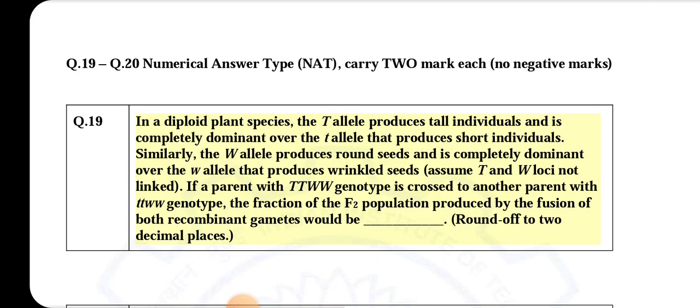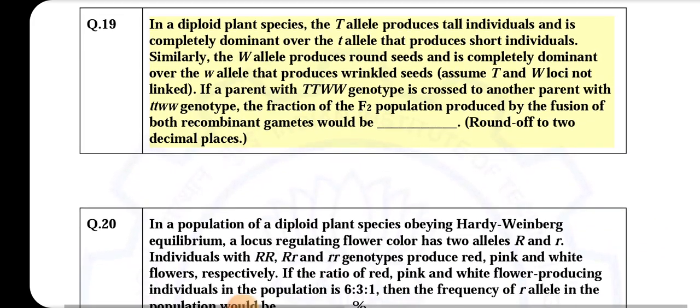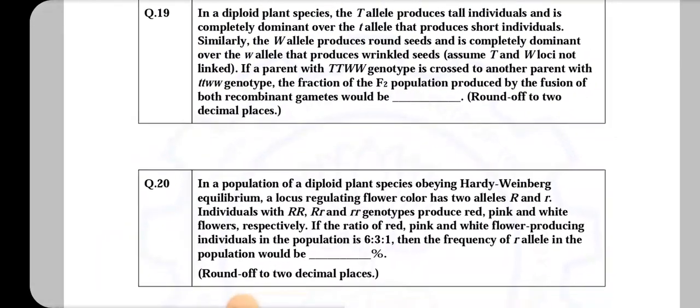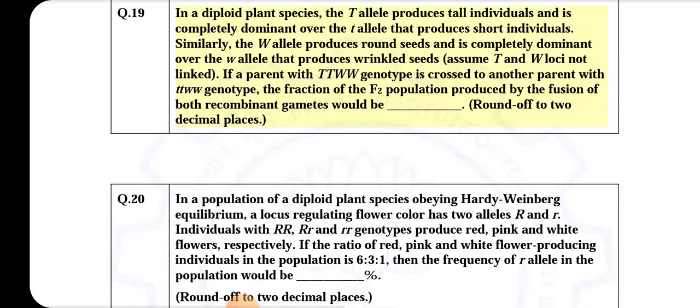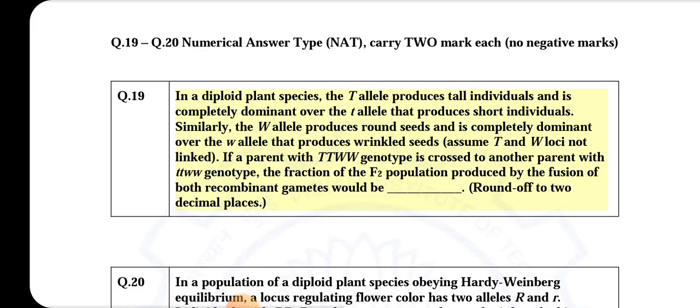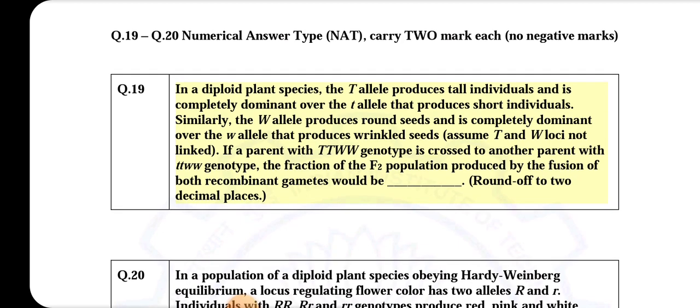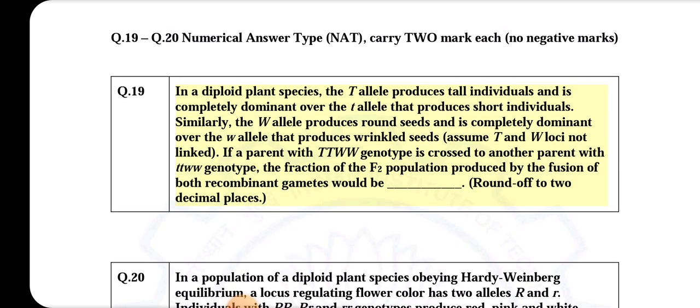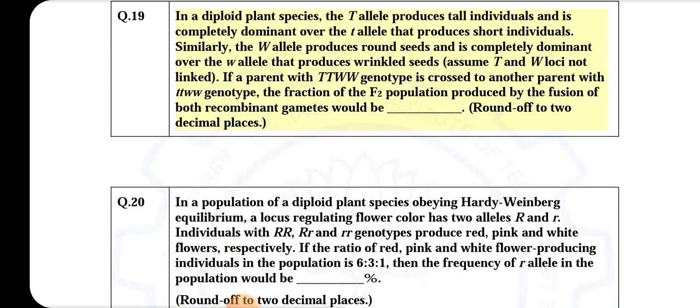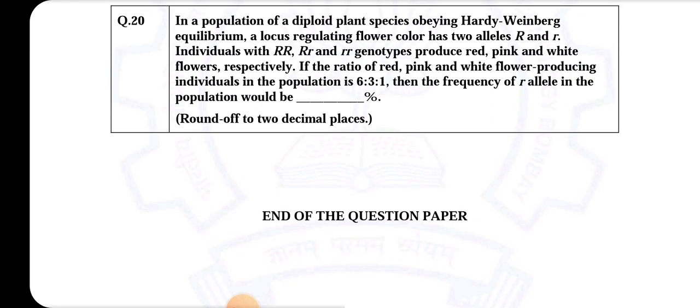In a diploid plant species, the T allele produces tall individuals and is completely dominant over the t allele that produces short individuals. Similarly, the W allele produces round seeds and is completely dominant over the w allele that produces wrinkled seeds. Assume T and W loci are not linked. If a parent with TTWW genotype is crossed to another parent with ttww genotype, the fraction of the F2 population produced by the fusion of both recombinant gametes would be blank. Round off to 2 decimal places.